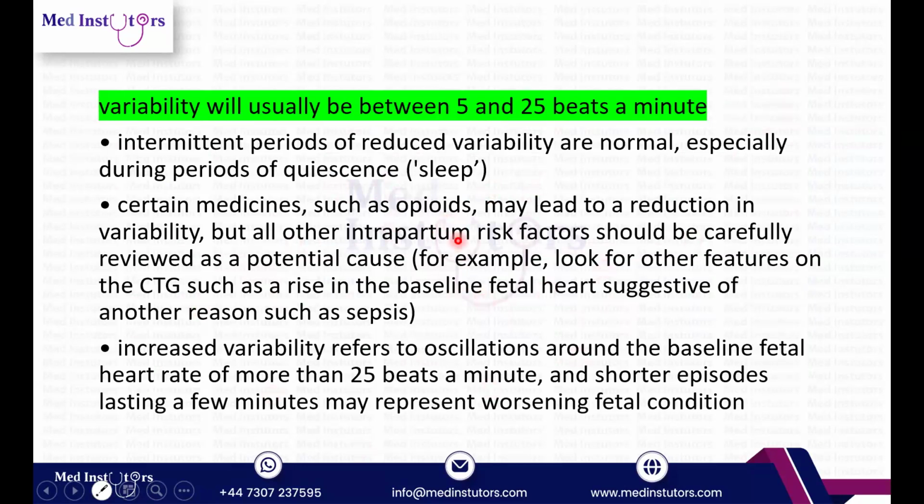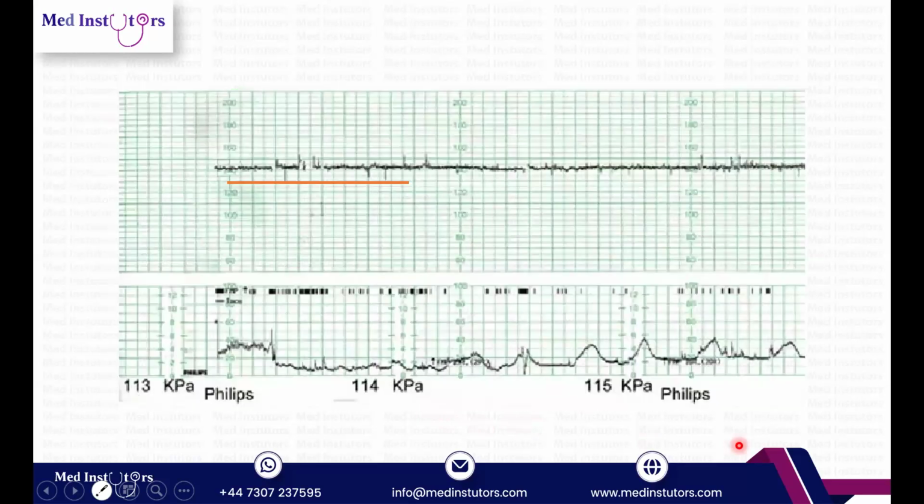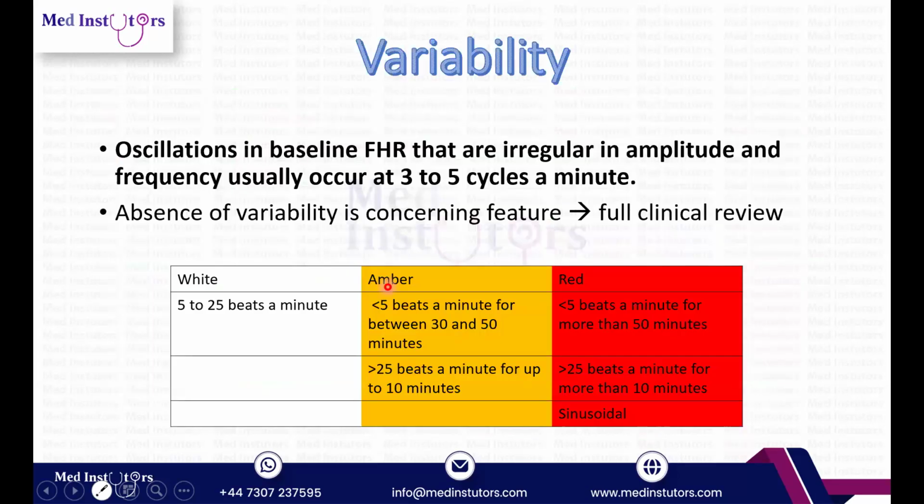Other risk factors should also be taken into consideration. For example, if there's a rise in baseline, that could be suggestive of sepsis or infection. Increased variability refers to oscillations around the fetal baseline that are more than 25 beats per minute. These are also bad because they can be associated with worsening fetal condition. So anything less than 5 and more than 25, both are worrying. The only additional thing here that they have put in are these minutes.